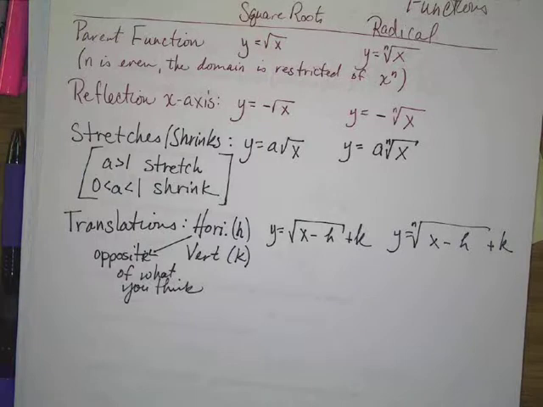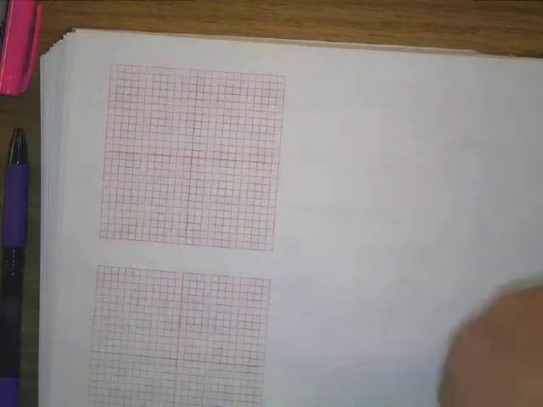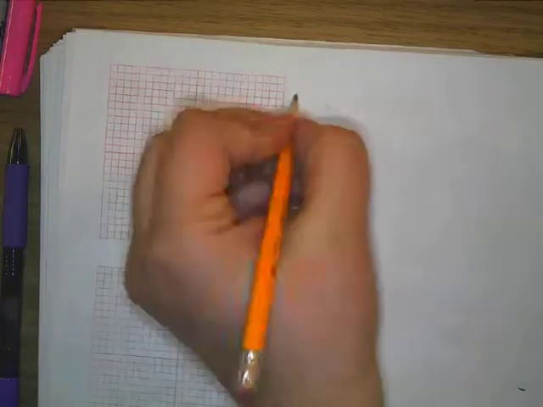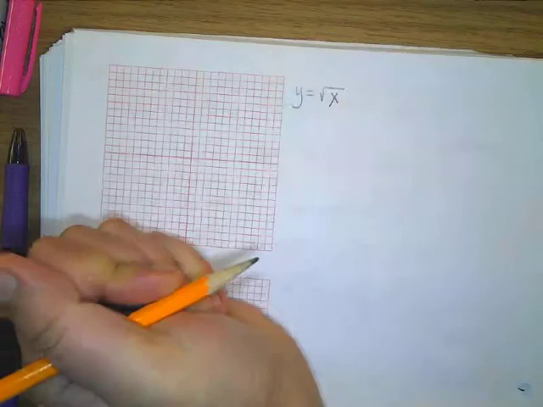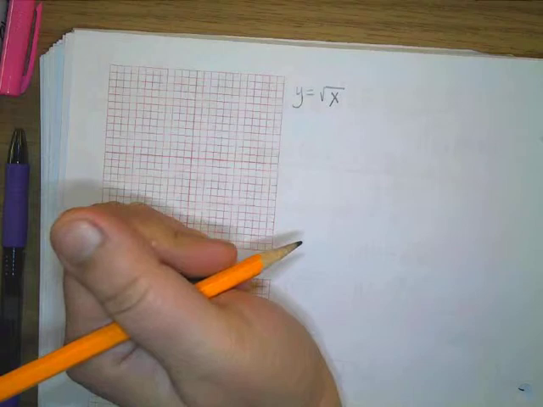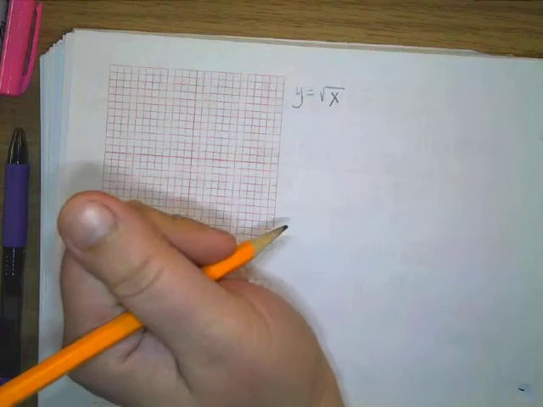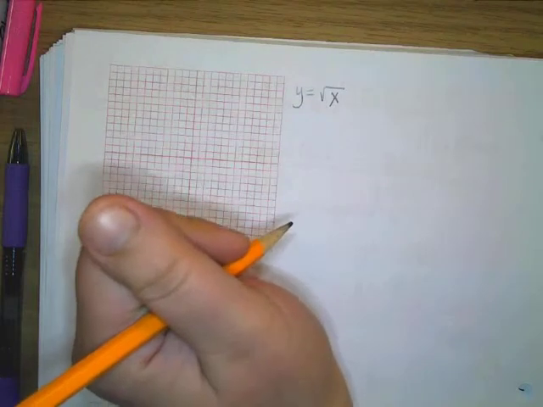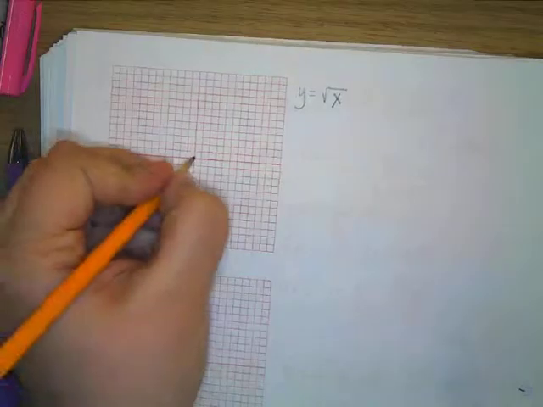Okay, so let's graph our parent function. So, parent function, square root of x. So, what's the smallest x value we get to pick? Zero. So the parent function always starts at 0, 0.